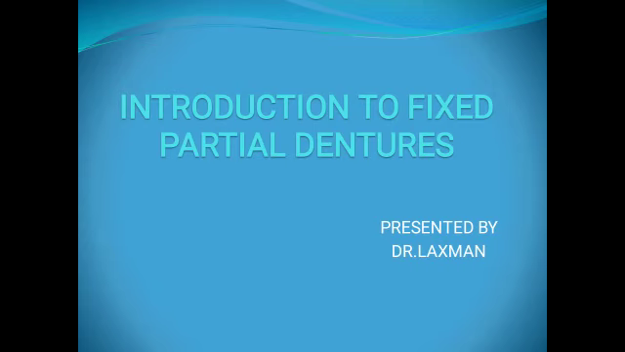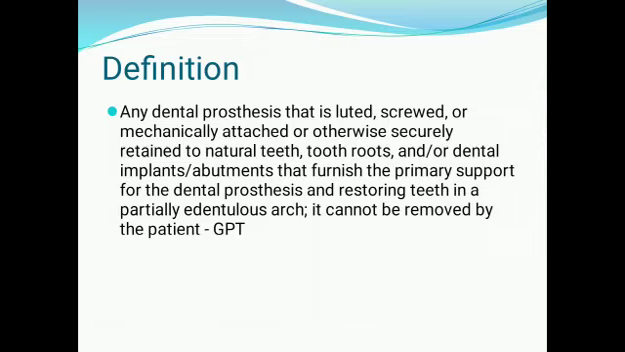Today we will discuss the introduction of fixed partial denture. Coming to the introduction, a fixed prosthesis pertains to the restoration or replacement of teeth with artificial substitutes that are attached to natural teeth, roots or implants and are not readily removed.